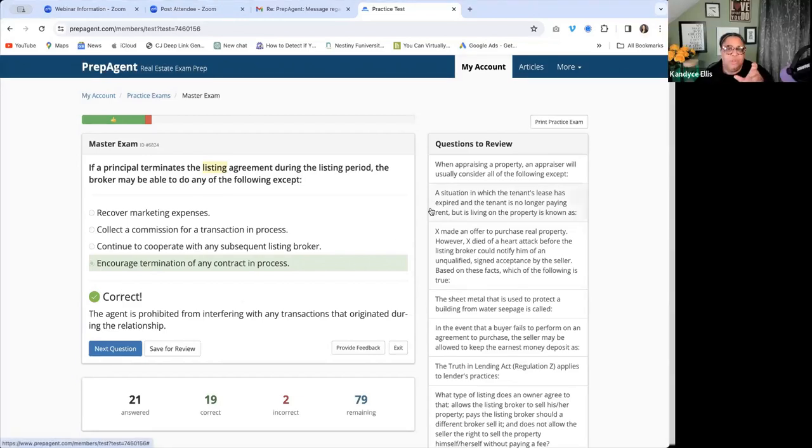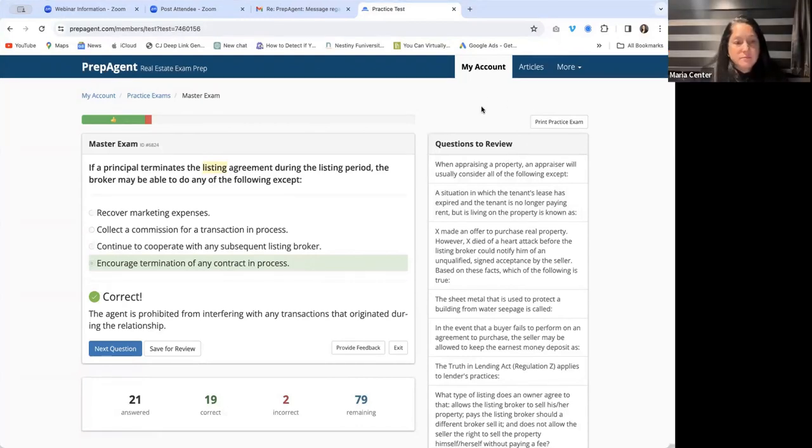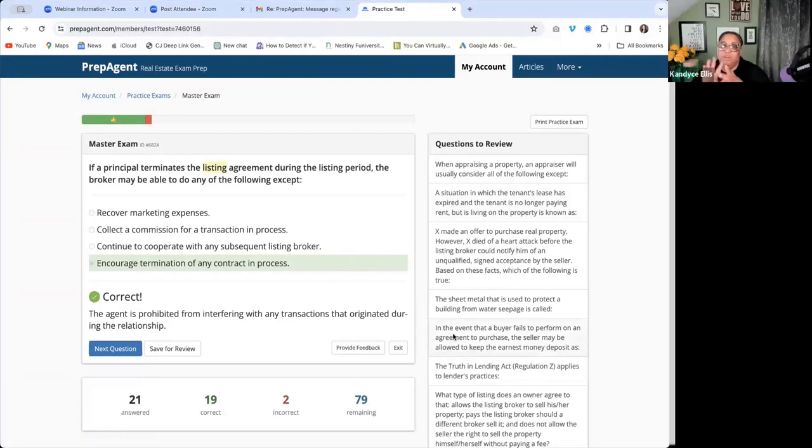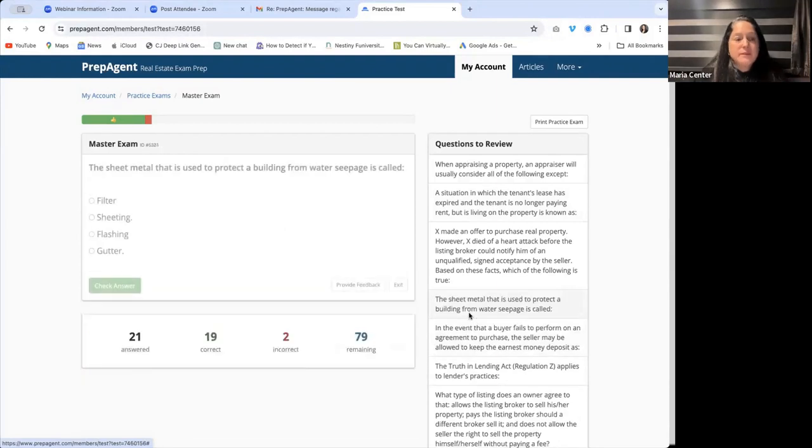Ethics says you should include the language that says, please disregard if you are already currently in a leasing contract or a listing or buyer agency. This is only for people who are not in some type of contractual relationship. All right, this one I'm going to do.